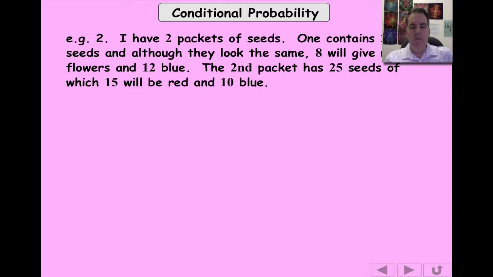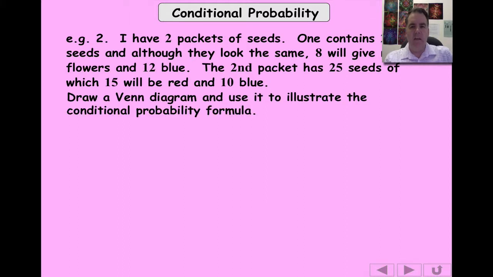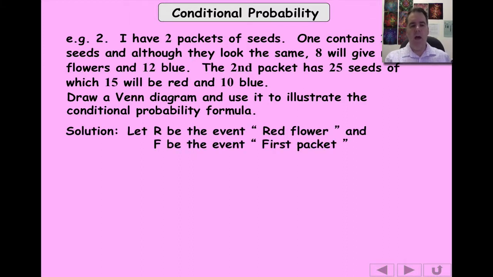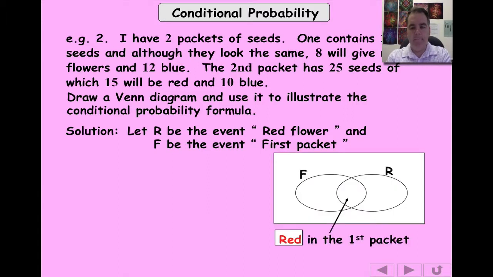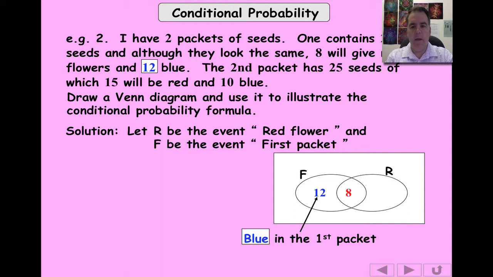Second one, this one's going to be a Venn diagram. We've got 2 packets of seeds. One has 20, and they look the same, 8 are red and 12 are blue. The second packet has 25 seeds, 15 will be red and 10 will be blue. R is the event that we get a red flower, and F is the event that a seed we choose at random comes from the first packet. So how many seeds are red and are in the first packet? That's 8. How many seeds are in the first packet? 20 seeds, so that means there must be 12 blue in the first packet.